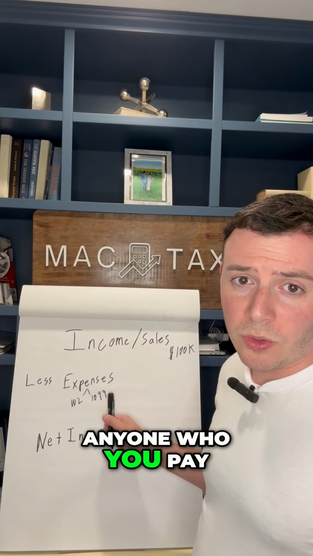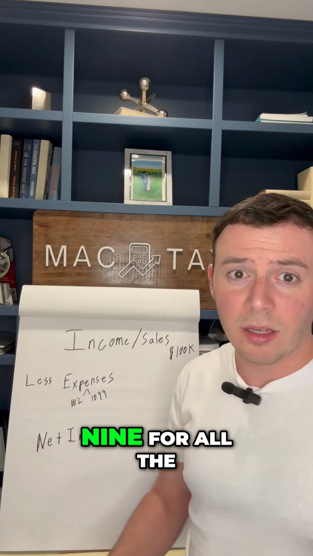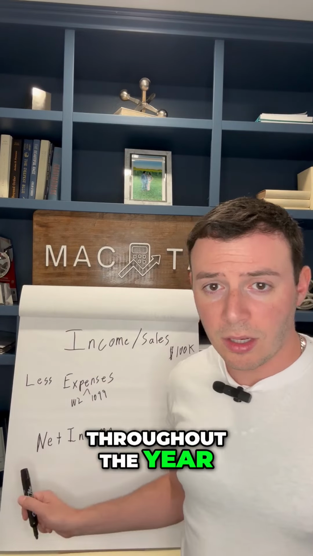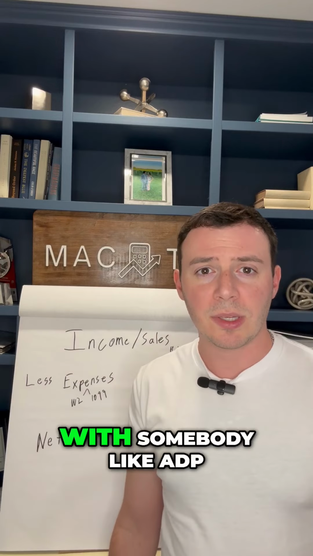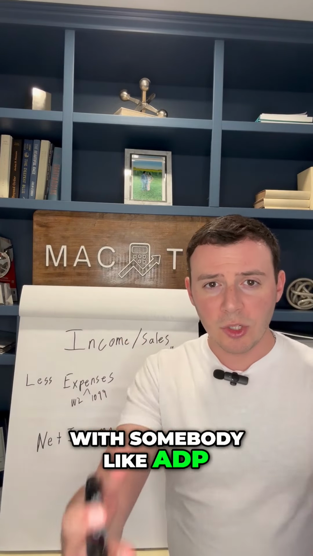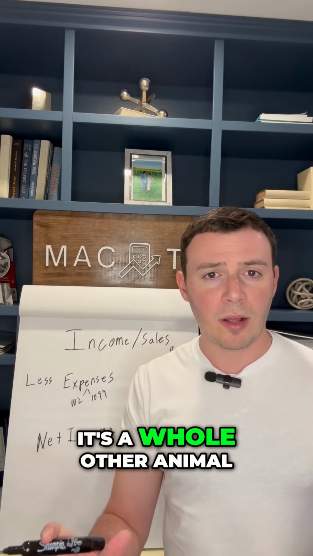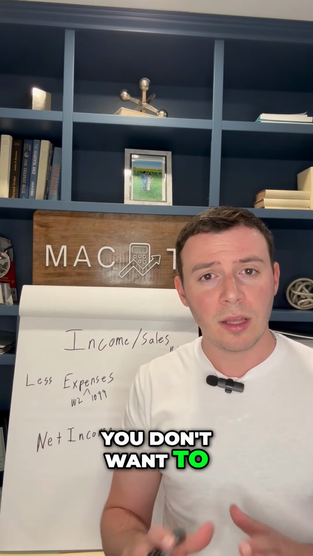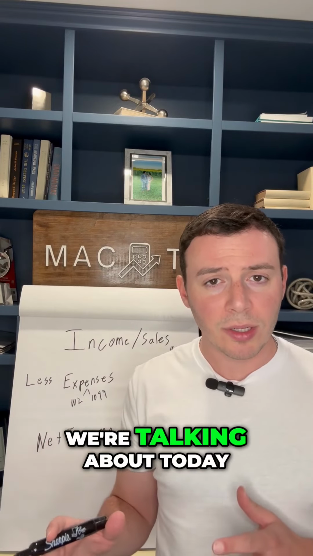1099, anyone who you pay over $600, you got to issue them a 1099 for all the money you paid them throughout the year. W-2, you need to set up a formal payroll service. You need to get with somebody like ADP, issue them a W-2. There's payroll tax returns involved. It's a whole other animal. You don't want to do that wrong. It's a quarterly filing. That's outside of what we're talking about today.